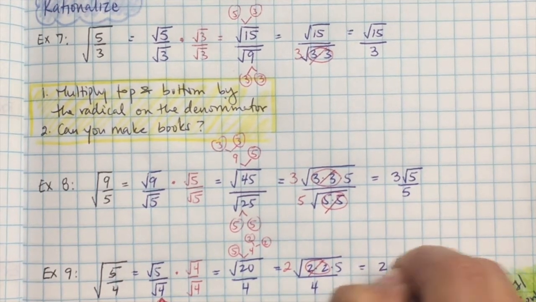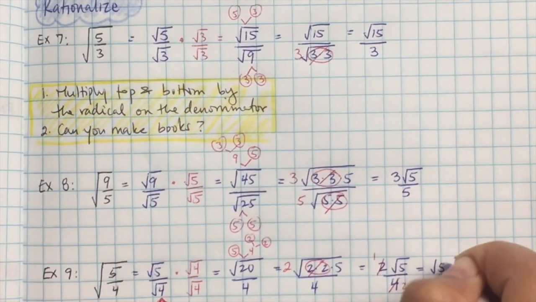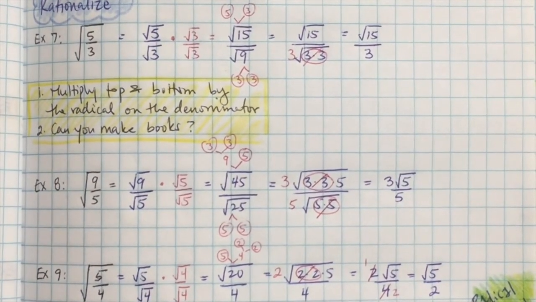And then always check if you can simplify the outside numbers too. So I can simplify by 2, and that's going to give me radical 5 over 2. And that's pretty much it. So let's practice.